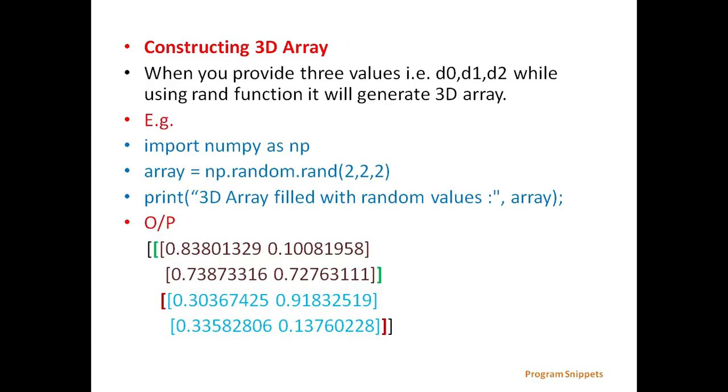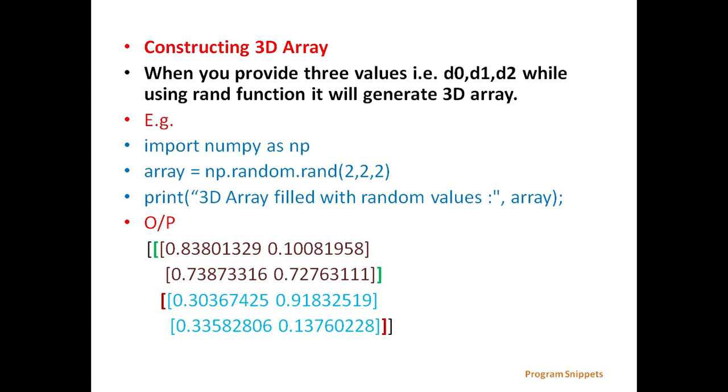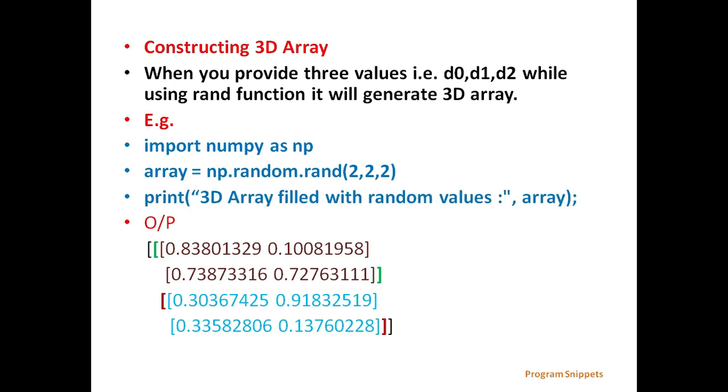Next is constructing a three-dimensional array. When you provide three values, that is d0, d1 and d2, while using the rand function, it will generate a three-dimensional array. For example, here we have imported numpy as np and we have declared an array with np.random.rand with 2, 2, 2. It will generate a three-dimensional array.